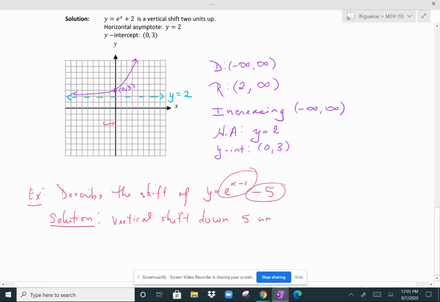But anything that's affecting the x directly, the way it is in this piece here, we're taking 1 away. And with horizontal shifts, it's kind of the opposite of what you'd think. When you're subtracting, you're actually going right. And so then it's a horizontal shift right by 1 unit.